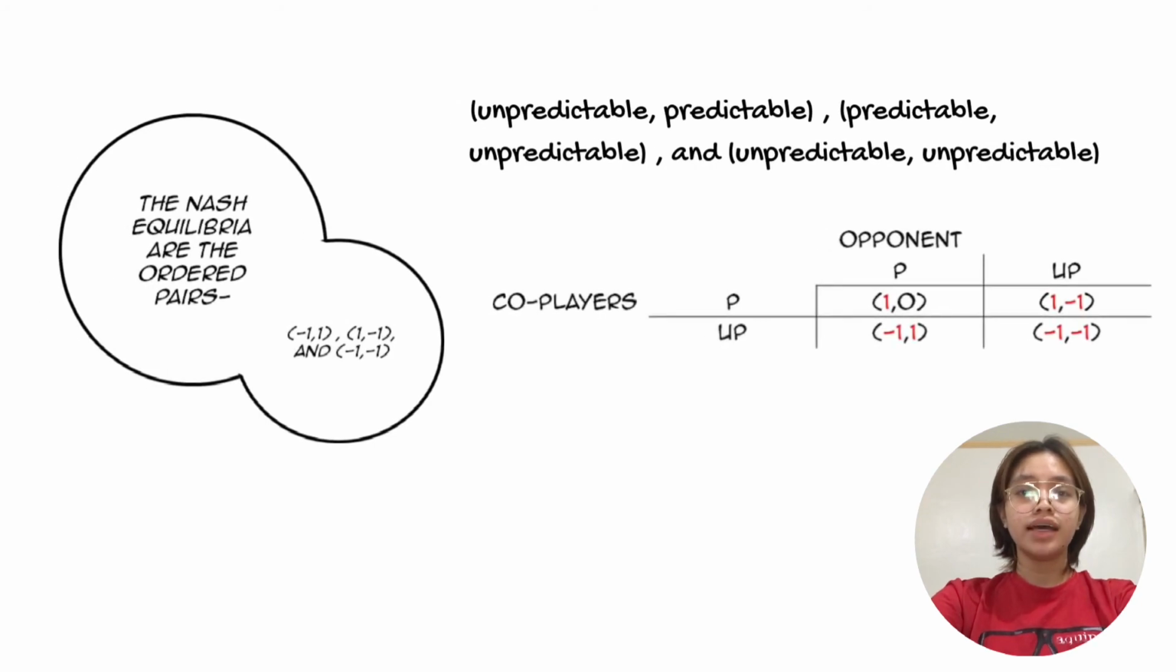We have the Nash equilibria of the ordered pairs: (-1, 1), (1, -1), and (-1, -1), or unpredictable-predictable, predictable-unpredictable, and unpredictable-unpredictable.